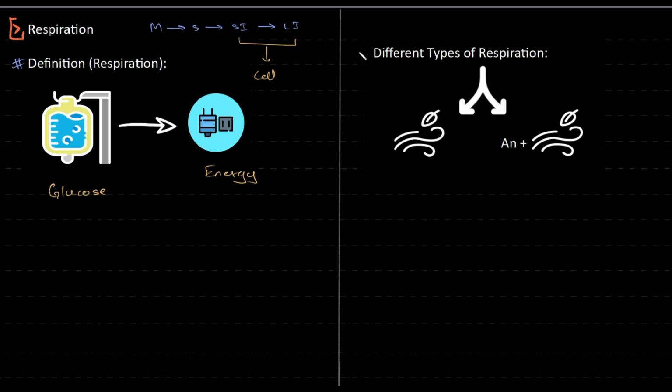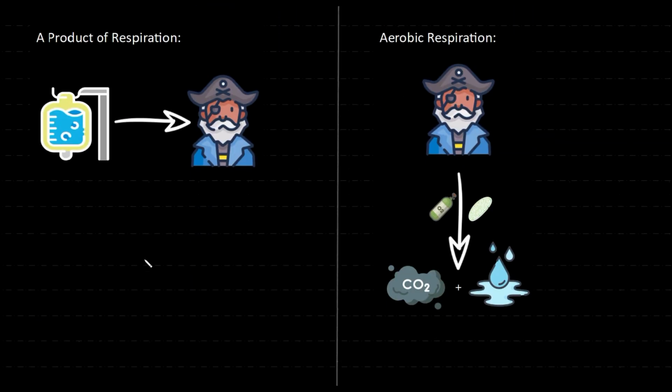What are the different types? Any idea? Yes, air. This is aerobic and this will be anaerobic. These are the two types of respiration. This occurs in the presence of oxygen. This occurs in the absence of oxygen. We'll be looking at that in detail now.